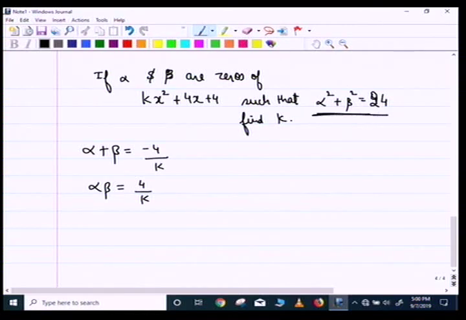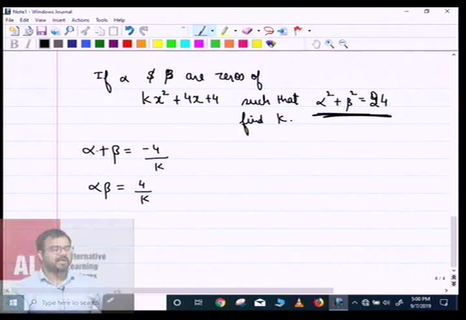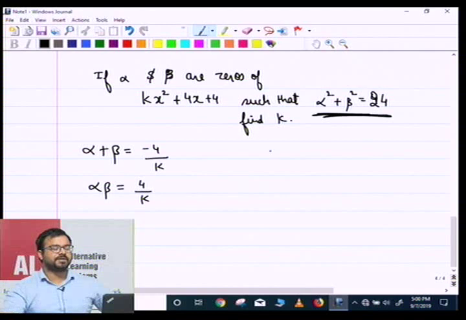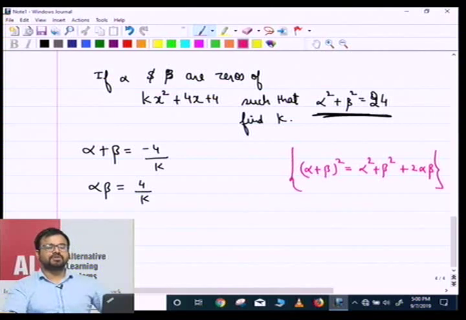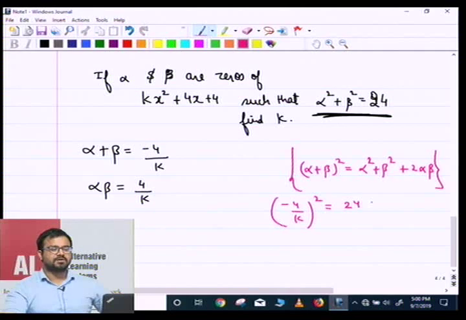Alpha square plus beta square is equal to 24 is given, and we can use this equation with the help of alpha plus beta and alpha beta. We know that alpha plus beta whole square is equal to alpha square plus beta square plus 2 alpha beta. So we can substitute the values over here. Alpha plus beta, minus 4 by k, whole square is equal to alpha square plus beta square, which is 24, plus 2 times 4 by k.